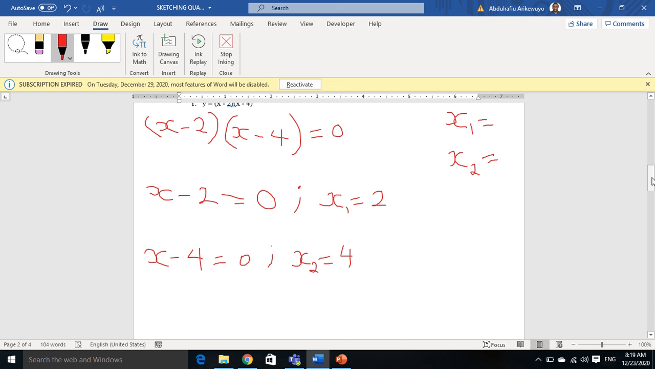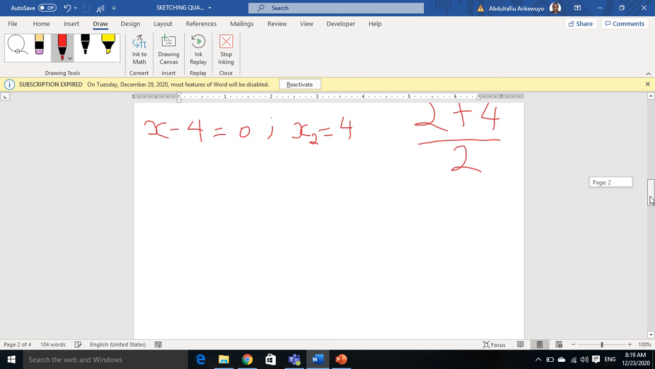So for us to get that, we are going to add these together. If I'm looking for the vertex, I will say 2 plus 4. I'm adding the two x values together. Then I will divide by 2. That's 6 over 2, which is 3. I hope you are getting it step by step. So this is going to give me 3. 2 plus 4 is 6. 6 divided by 2 is 3.